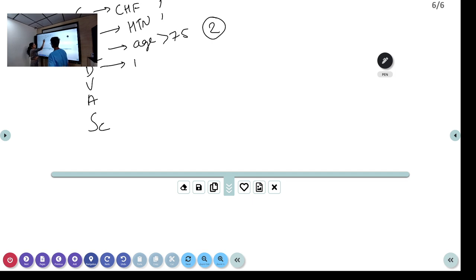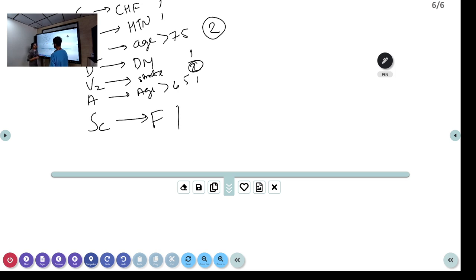D? Diabetes. V is any vascular problem, vascular event, like a stroke. Okay. A? Again age, this is 65. Age more than 65, here 1 point. Stroke is actually 2 points. This is sex. If it is a female, we will have to give one score. So depending on that, we will have to decide what to give.